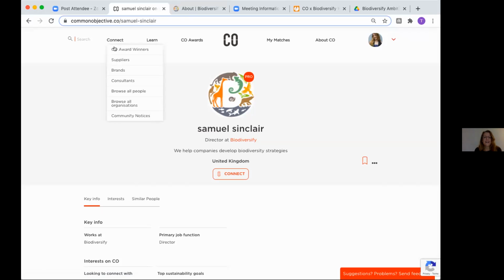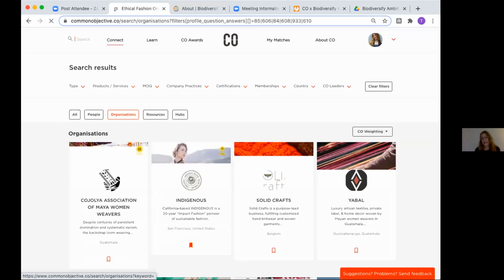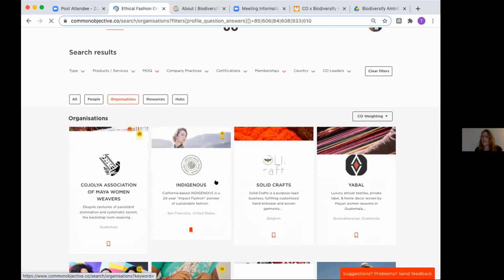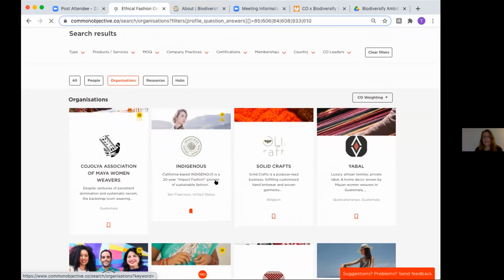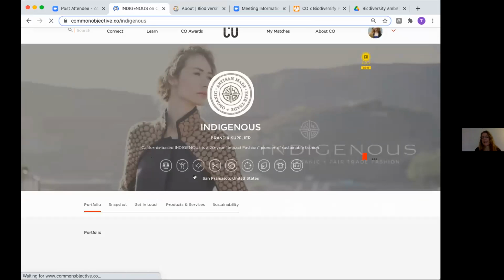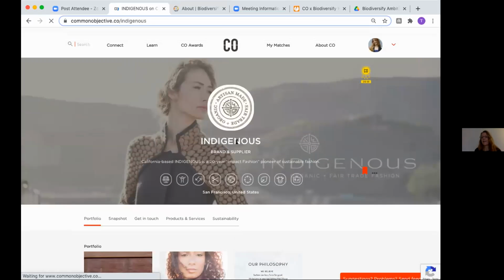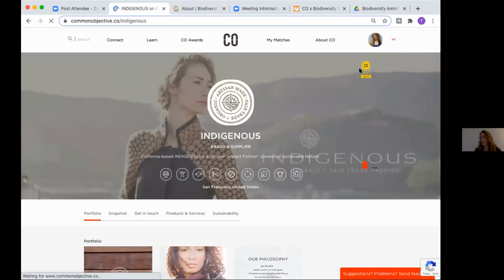So I'm just going to show you an example of a brand profile here, to show you where you might upload your biodiversity template. It's a little slow because I'm on Zoom at the same time, but here's Indigenous, which is an incredible brand in the US. They have won an award, so they've got their little award logo here.